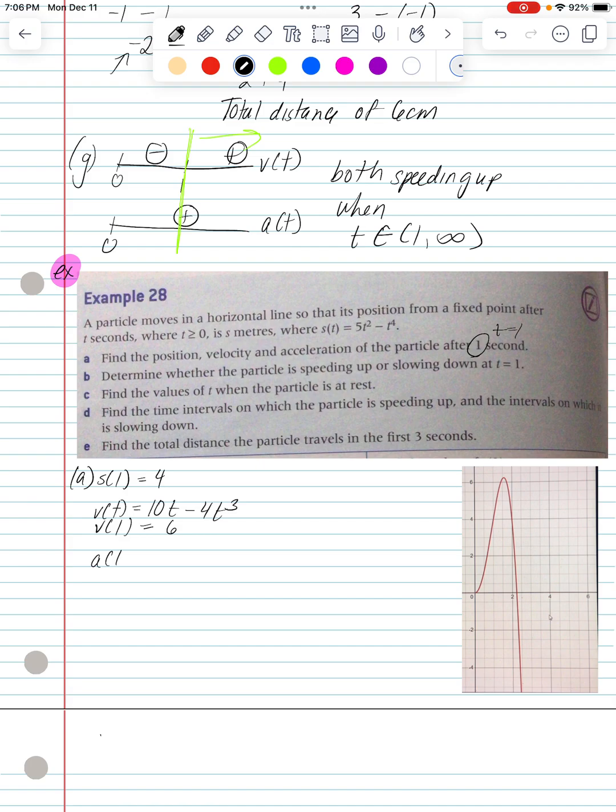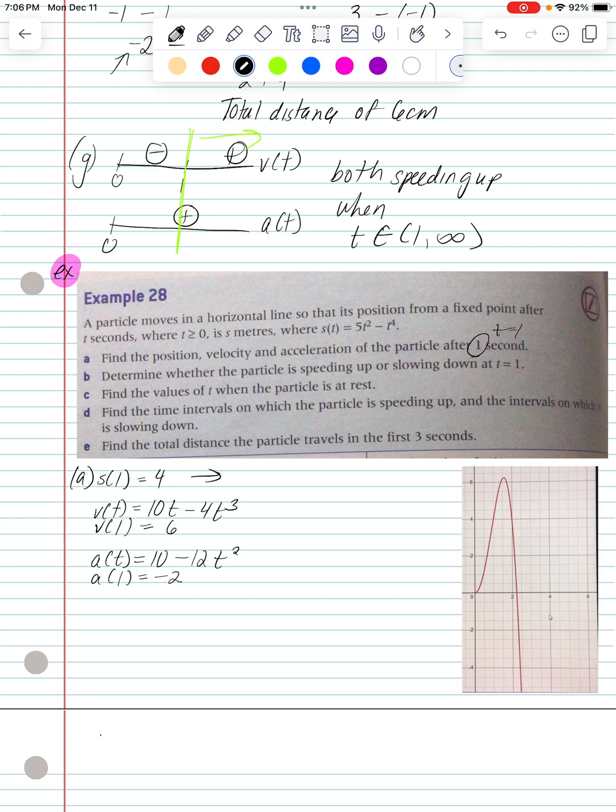So acceleration would be the derivative of the velocity function. So we'd end up with 10 minus 12t squared. And again, we're looking at what's happening after 1 second. So we'd end up with -2.